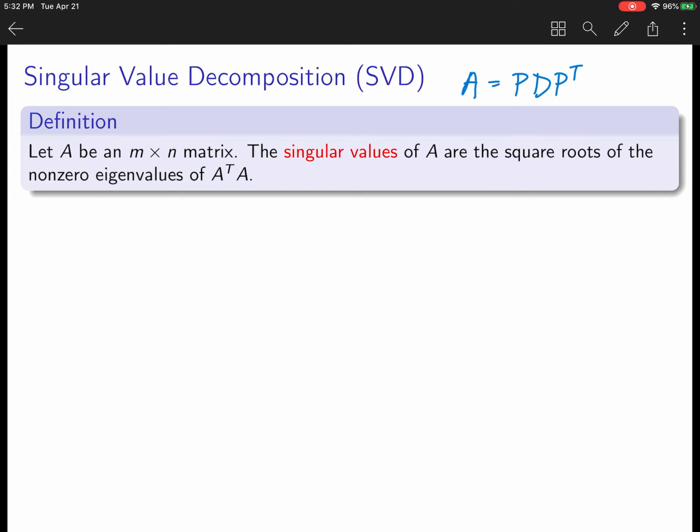But again, A can be a rectangular matrix, so proper eigenvalues don't even really exist for this thing. Eigenvalues are really only defined when we're working with square matrices. So singular values are kind of the closest thing that we can get in this context to eigenvalues.